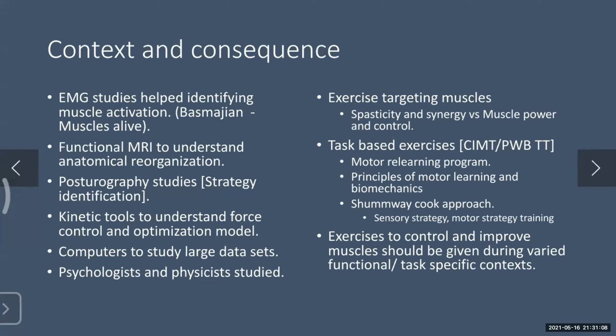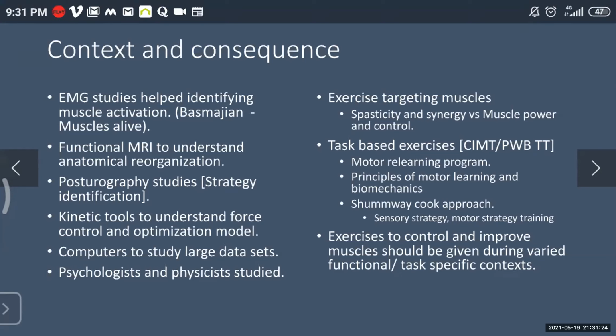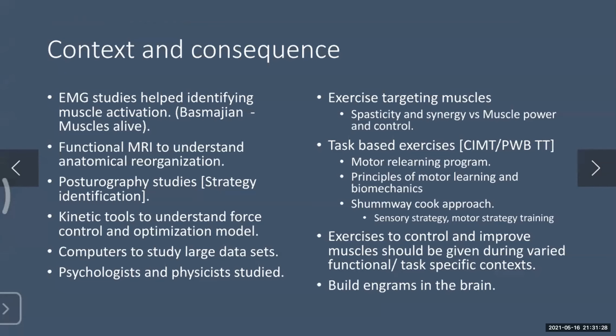And so the major focus was that exercise to control and improve muscles should be given during varied functional and task-specific contexts, okay? And that's how the engram is going to build, right? So that was a major concept during this period. Right, and building engrams in the brain became a focus; there are a lot of studies which have targeted what the GMPs are specifying and tried to build those things, right?